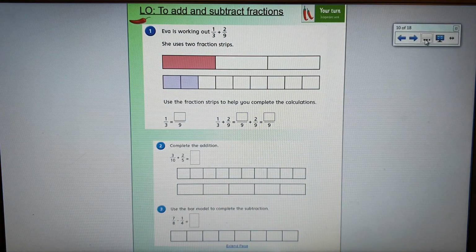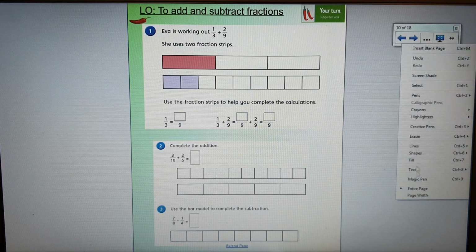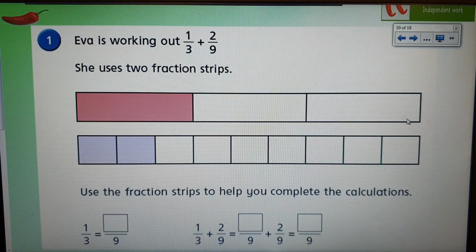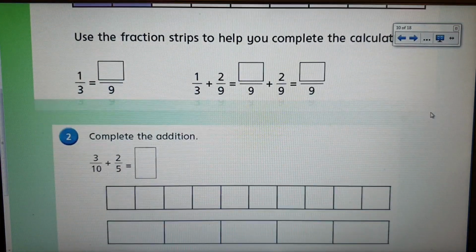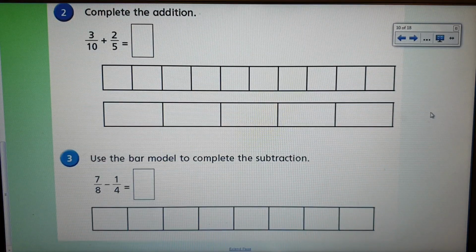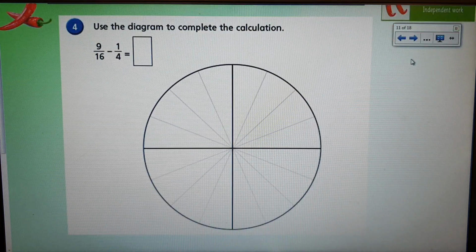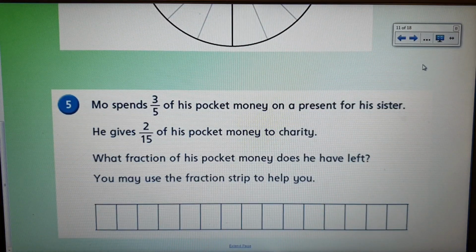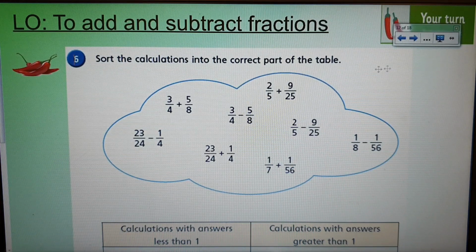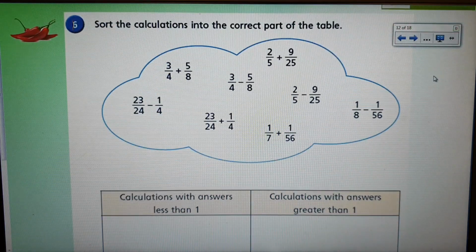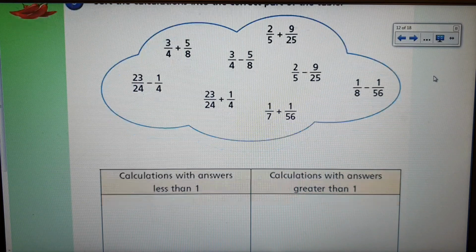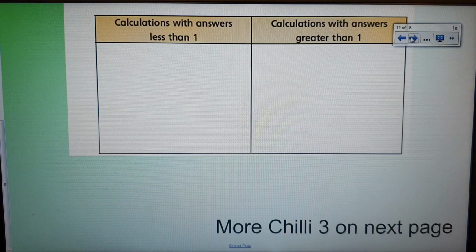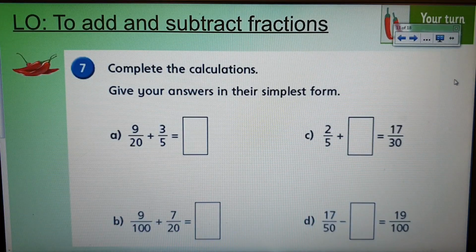So we have chili 1 here. I'm going to zoom in to help you a little bit, and you can pause and have a go at them, okay? And we have chili 2. And we have more chili 2. Moving on to chili 3. So this is the first part. And the last part of chili 3 is on this page.